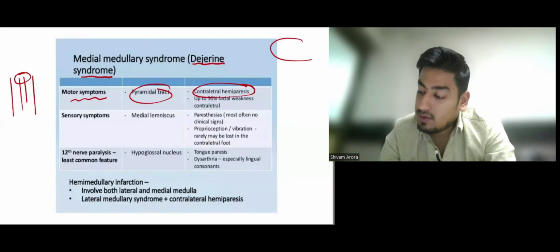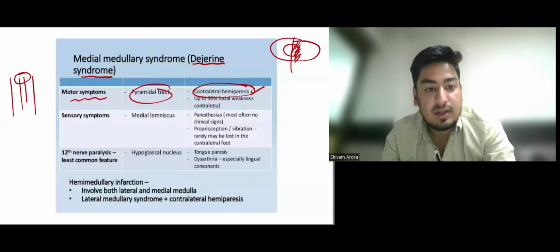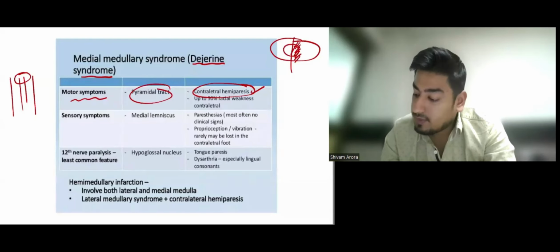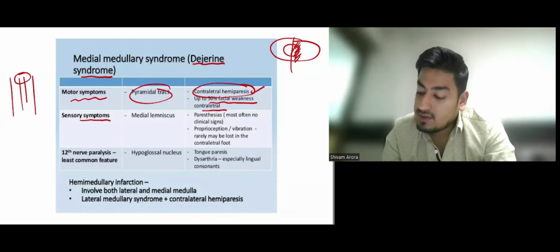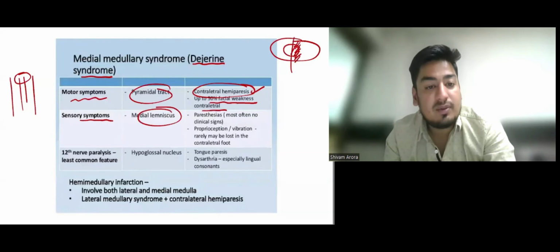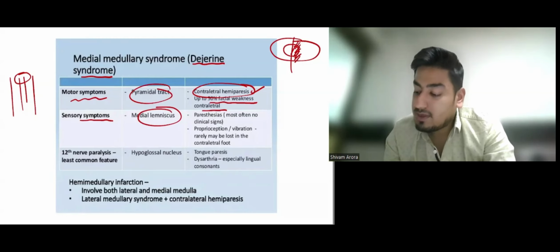तो suppose ये medulla है. So अगर एक साइड का मीडियल वाला पार्ट चला गया तो कॉन्ट्रालेटरल हेमिपेरेसिस होगी. वन थिंग. और up to 50% patient can have contralateral facial nerve palsy as well. Then we can have sensory symptoms because of the involvement of medial lemniscus. अब medial lemniscus में क्या जा रहे होते हैं? Posterior column के fibers. तो posterior column के fibers involvement होगा, then paresthesia can be there. Proprioception and vibration loss can be there.